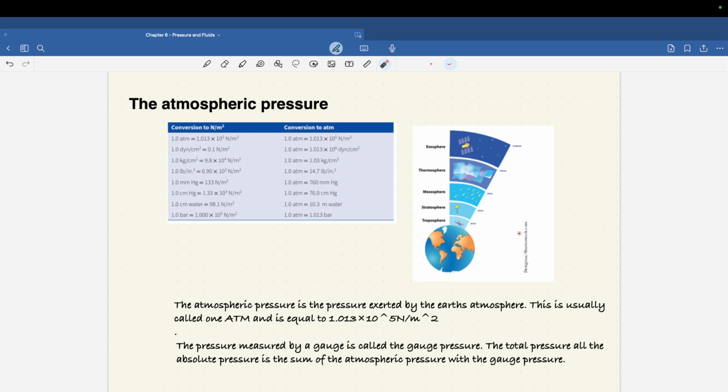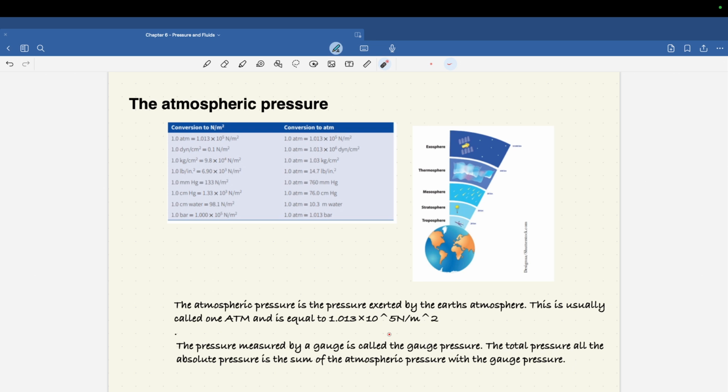This is called 1 atm and it should not have been caps. It should be small letters, atm. And important to know, we use this often, that 1 atm is 1.013 times 10 raised to 5 Newton per meter squared.